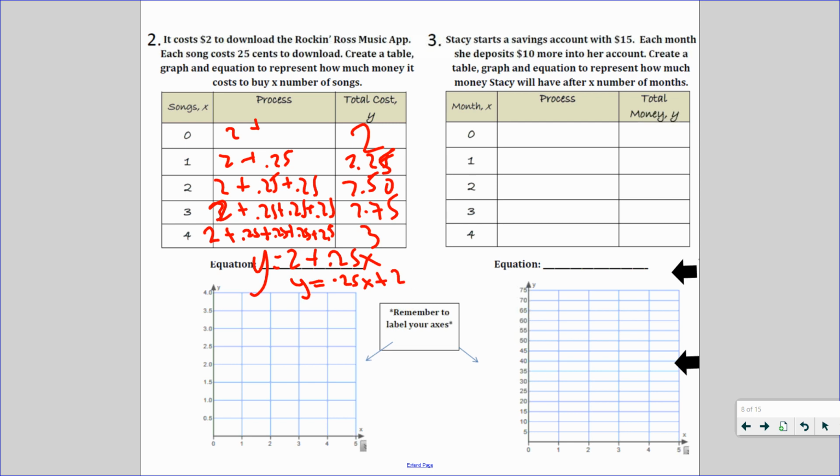Let's graph that. This is x, this is y. These are the songs. Make sure you label the axes. And this is the cost. So 0 songs cost me $2. 1 song will cost me $2.25. 2 songs cost $2.50, 3 songs $2.75, 4 will cost $3. Do I connect the dots or not? No, you cannot download half of a song. Why would you pay for that?